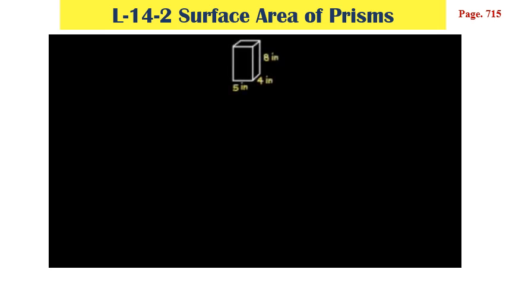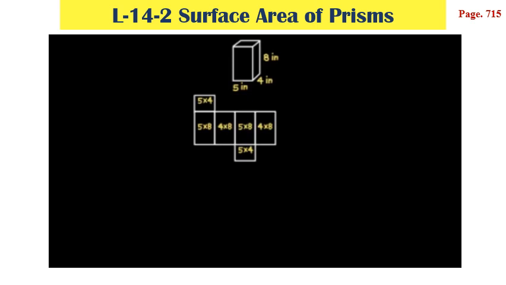To find the surface area of a prism, we add the areas of all the faces together. One way to find surface area is to use a net of the prism and label the dimensions of each face. The front of this rectangular prism is a 5-inch by 8-inch rectangle. The left and right sides are each 4-inch by 8-inch rectangles. And the back is another 5-inch by 8-inch rectangle. The last two faces, the top and bottom, are each 5-inch by 4-inch rectangles.